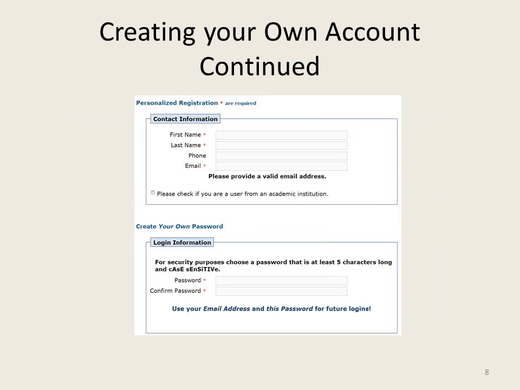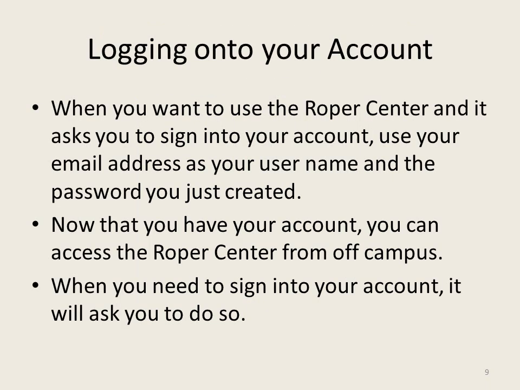This will take you to the registration page. Fill in the requested information and create your password. When you want to use the Roper Center and it asks you to sign into your account, use your email address as your username and the password you just created. Now that you have your account, you can access the Roper Center from off campus. When you need to sign in to your account, it will ask you to do so.